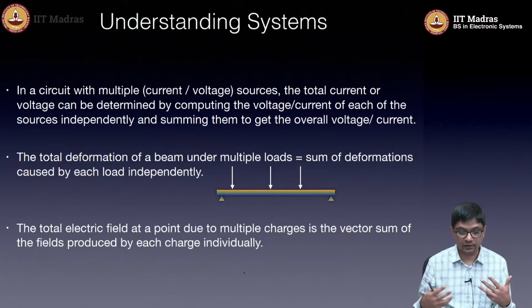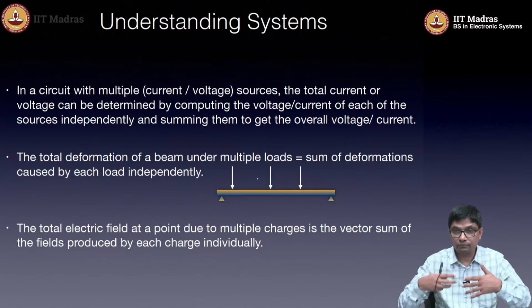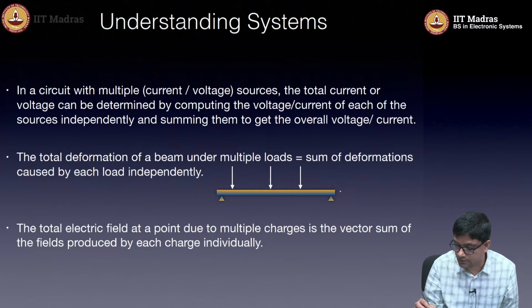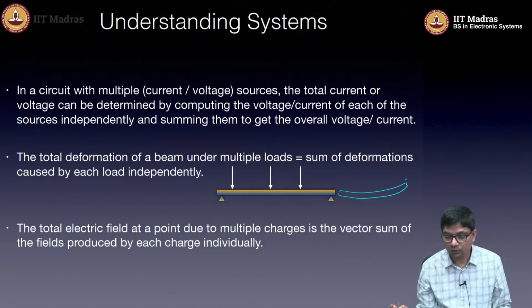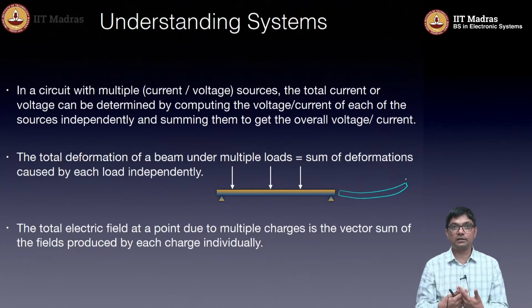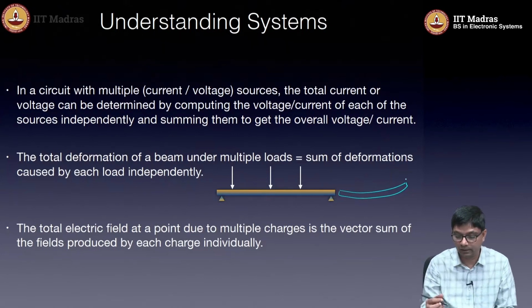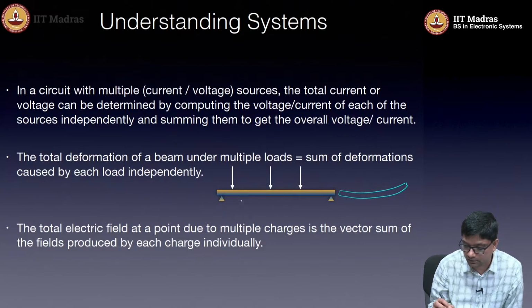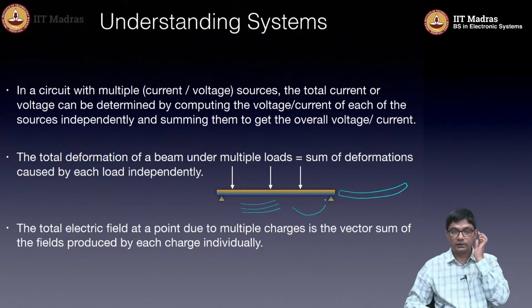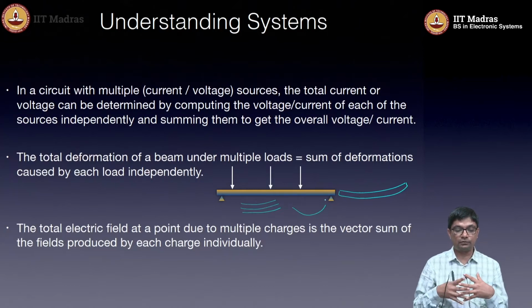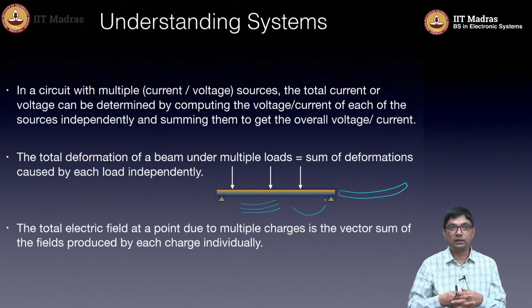We can also look at it in different domains, right? If I look at a beam, and I have load on the beam, the beam will see some amount of deformation like this. What this means is that the total deformation of the beam under multiple loads will be the sum of the deformation caused by each of the loads. Maybe the first load causes a smaller deformation, the second one something like this, and the third one something like this, and you can see the net effect of the total deformation. So it is the sum of each of the deformations caused by each load independently.